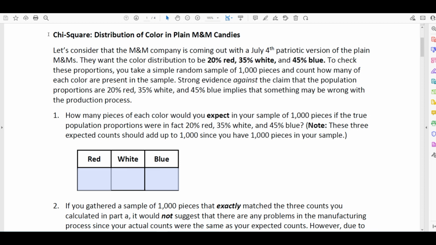So let's consider some different scenarios. How many pieces of each color would you expect in your sample of 1,000 pieces or 1,000 M&Ms if the true population proportions were in fact 20% red, 35% white, and 45% blue? So keep in mind that when we figure out how many we expect to be red, how many we expect to be white, and how many we expect to be blue, if these are correct, those numbers should then add up to 1,000.